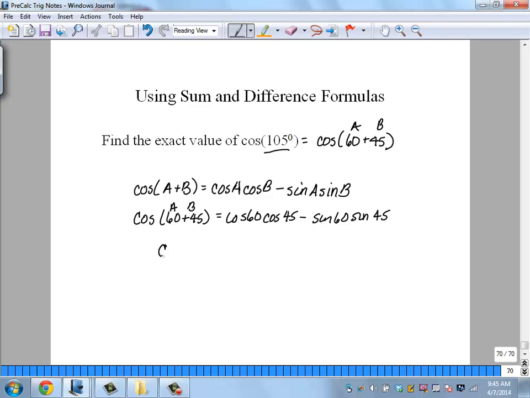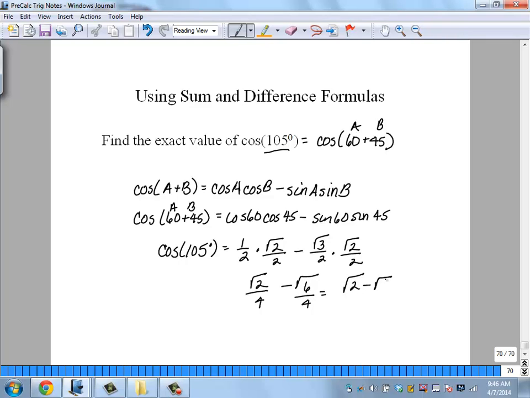So the exact value of the cosine of 105, which I know you can put in your calculator, is the cosine of 60, which we know from our table is 1/2, times radical 2 over 2, which is the cosine of 45, minus radical 3 over 2 times radical 2 over 2. So notice I used all the exact values from my table to find the exact value of something that is not on my table. So when I multiply that, I got radical 2 over 4 minus radical 6 over 4 equals radical 2 minus radical 6 all over 4. That is what the cosine of 105 degrees is.